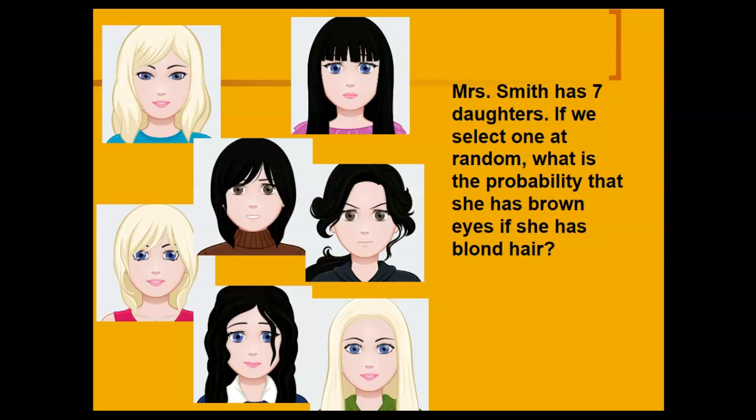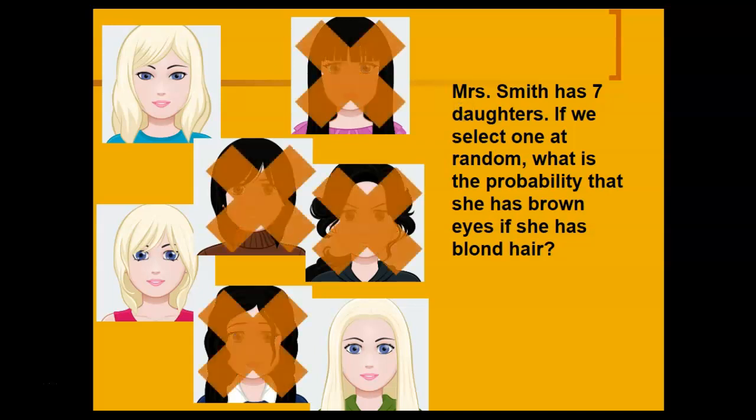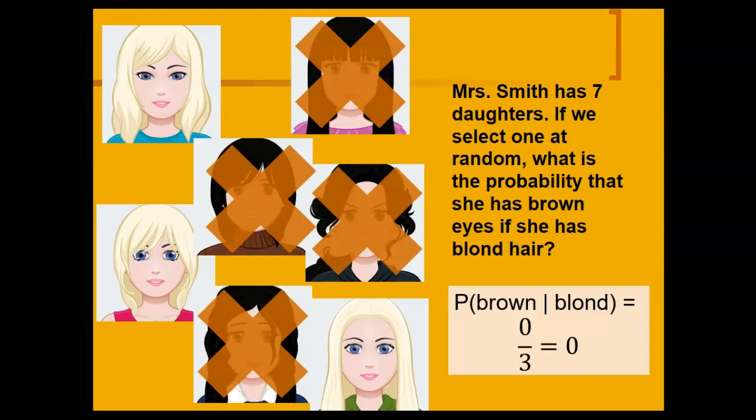And what's the probability that she has brown eyes if she has blonde hair? So if she has blonde hair, she must be one of these 3. And out of those, if that's true, what's the probability that she has brown eyes? Well, that would be 0 out of those 3, or just 0. The probability that she has brown eyes, if she has blonde hair, would be 0. Because if she has blonde hair, she definitely does not have brown eyes.